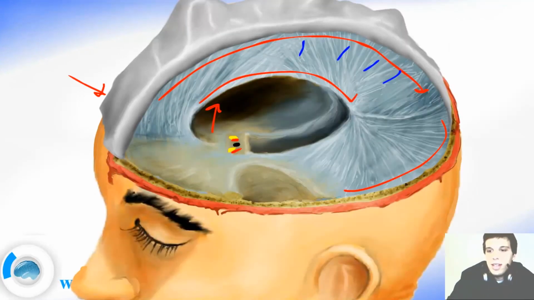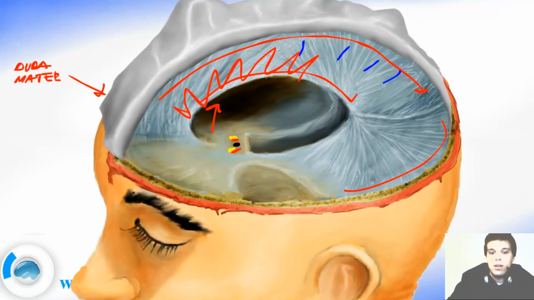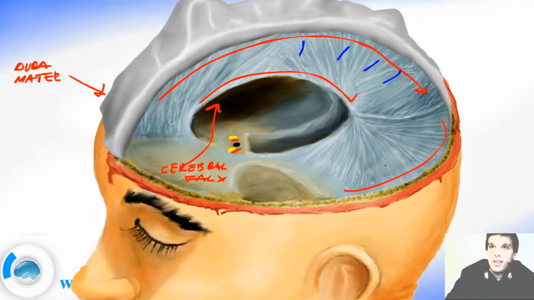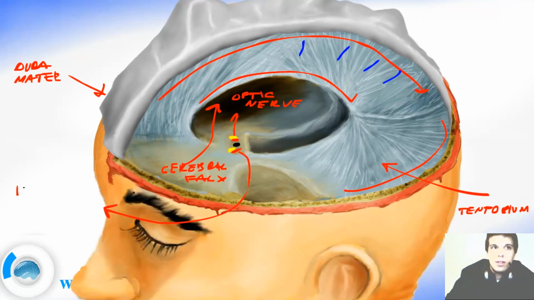And let's write this all down. This over here was the dura mater. Then this structure over here was the cerebral falx. The structure created the same way over here is called the tentorium. Then we had the optic nerve. Then here with red illustrated was the internal carotid artery. This over here was the infundibulum.